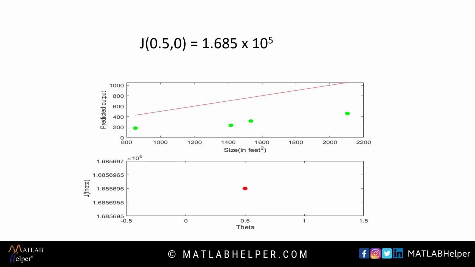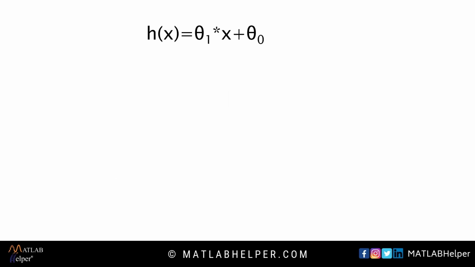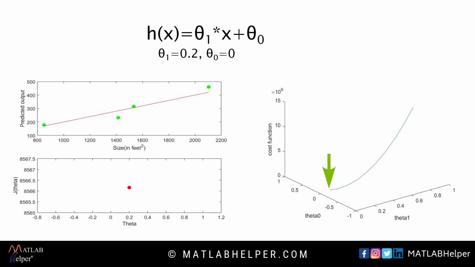In order to reduce this, we have two methods. One is updating manually, the second one is gradient descent. In updating manually, observe this equation. We cannot change x values, but we can always change parameters in order to get optimum prediction. So let's now consider theta 1 is equal to 0.2, theta 0 is equal to 0. Now we can say we have less cost function.